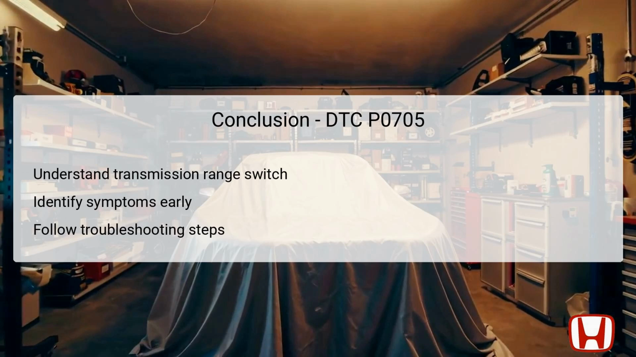Recognizing early symptoms, such as an illuminated MIL and fluctuating AT gear indicators, enables swift action. Following structured troubleshooting steps systematically narrows down potential causes, ensuring that both the diagnosis and any resulting repairs are accurate and effective. Lastly, implementing preventive maintenance strategies can greatly reduce the likelihood of recurrence and enhance overall vehicle reliability. By applying these practices, Honda Accord owners can safeguard their vehicle's drivability and ensure longevity.